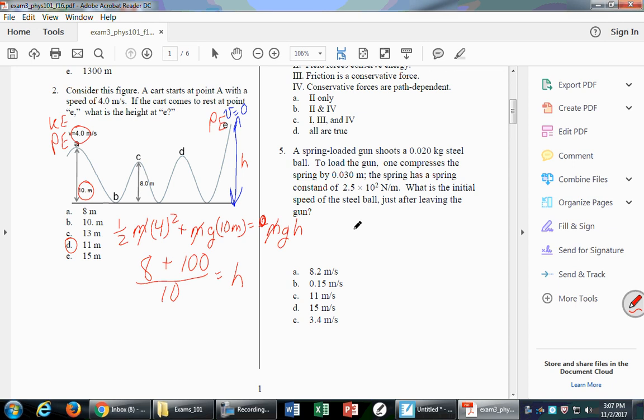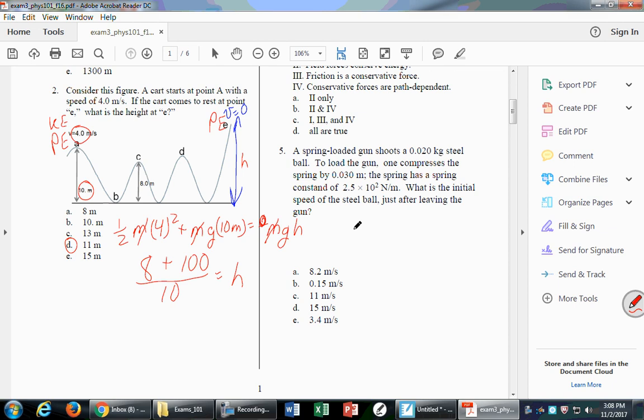All of your problems like that are going to be very similar, where I have a certain situation where I have a known amount of energy, and then a second situation, your final situation, where I have an unknown quantity, the velocity or the height. Okay? That's a good example of the gravitational potential energy.